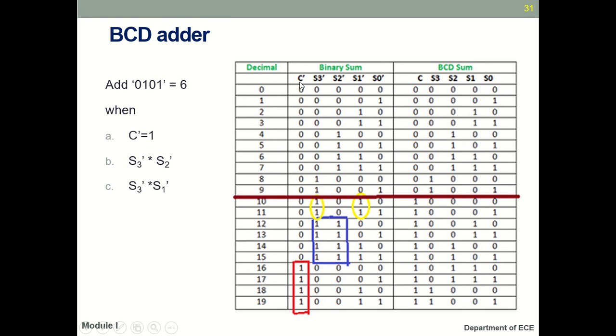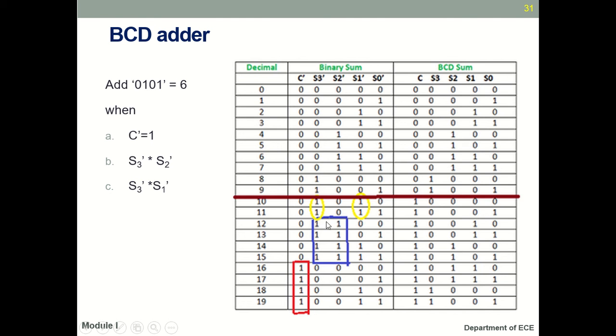The binary sum is denoted as C dash, the carry bit, S3 dash the MSB, S2 dash the next MSB, S1 dash the next to the LSB, and S0 dash the LSB of the binary sum. See here, you have to add 6 when your carry C dash is equal to 1, and the next one is B.